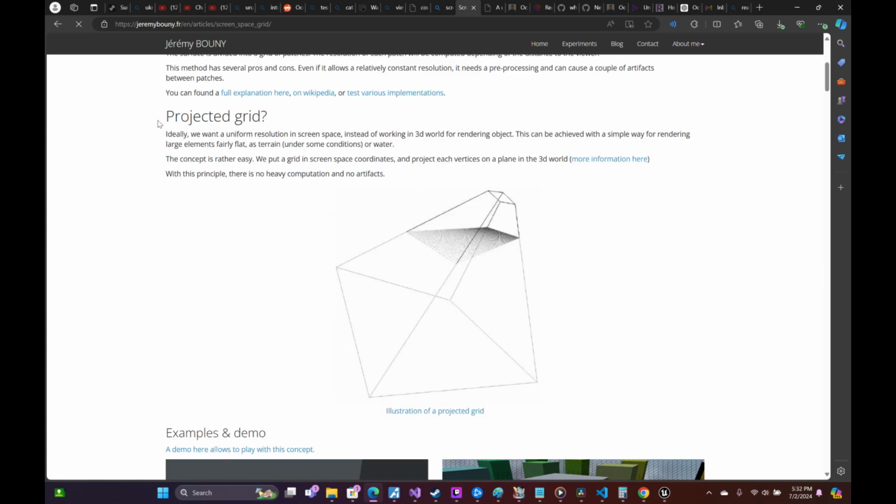So ideally, we want a uniform resolution in screen space instead of in the 3D world. And since we don't care about collision, because one of the primary weaknesses of this is you can't get collision on it because it's all based on world position offsets. So we basically put a grid in screen space coordinates and project that onto, in this case, a plane, but in our case, we would be doing a sphere intersection.